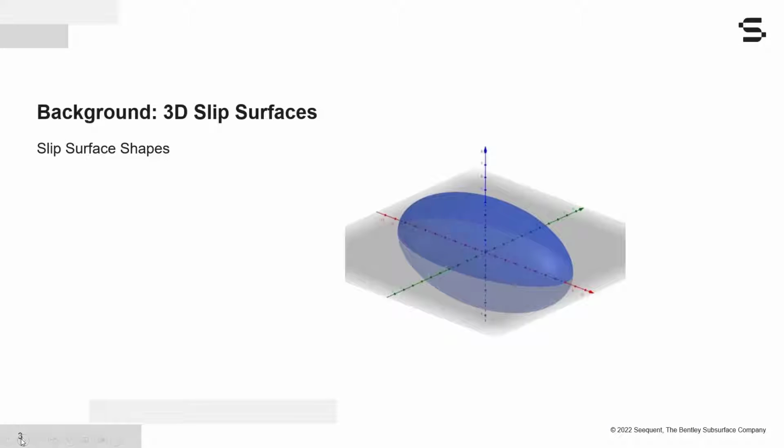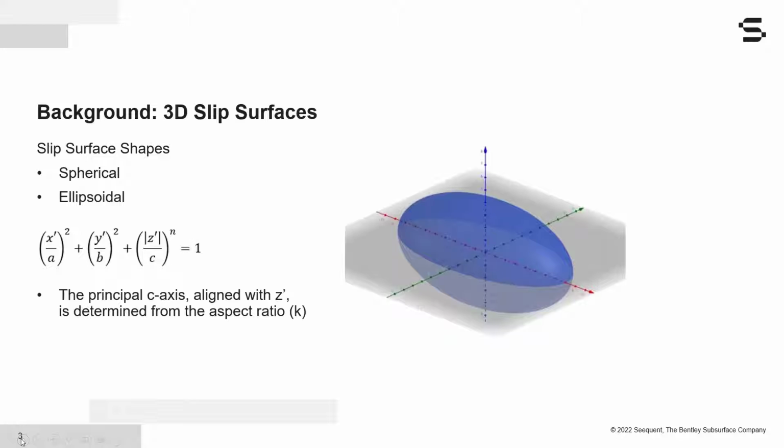In SLOPE3D, spherical and ellipsoidal slip surfaces are generated using the equation for a hybrid ellipsoid. X', Y', and Z' are the local axes. We use local axes because the slip surface could be oriented in any random direction in 3D space. The principal semi-axes are A, B, and C. N is an exponent that can be used to flatten the tips of the hybrid ellipsoid in the Z' direction.